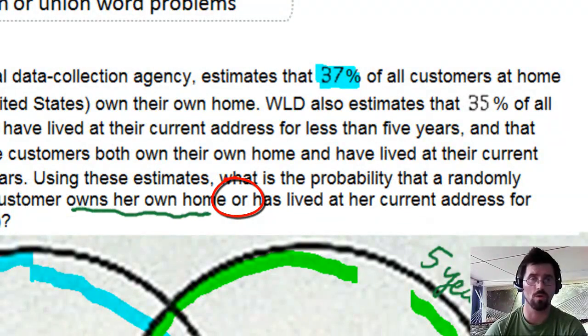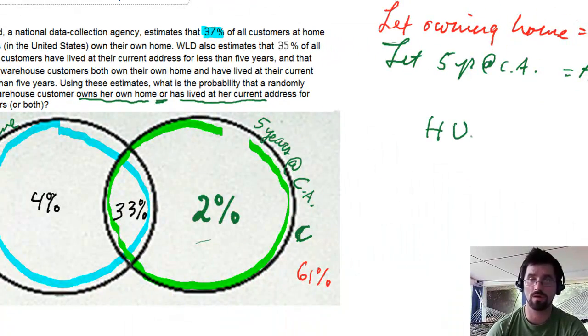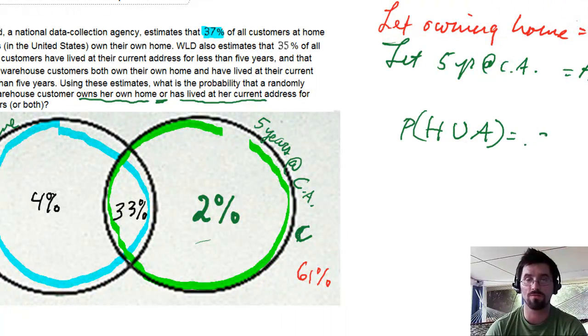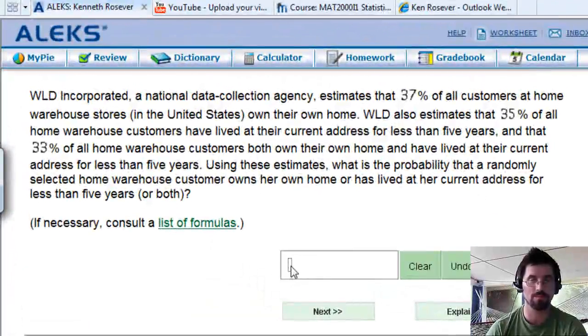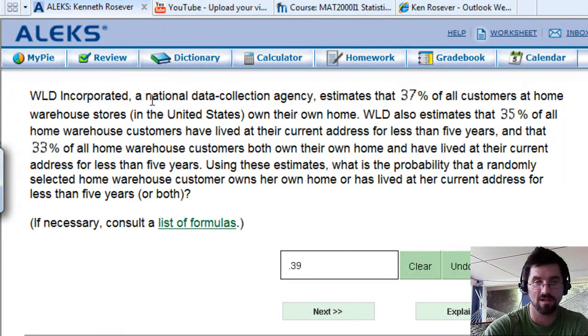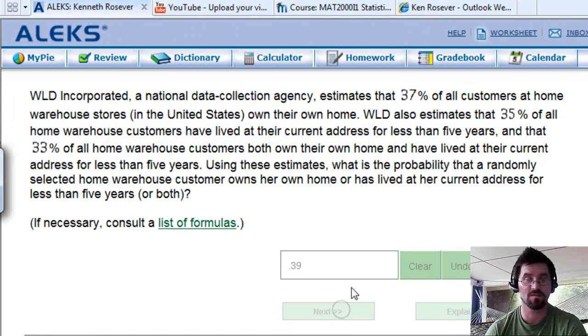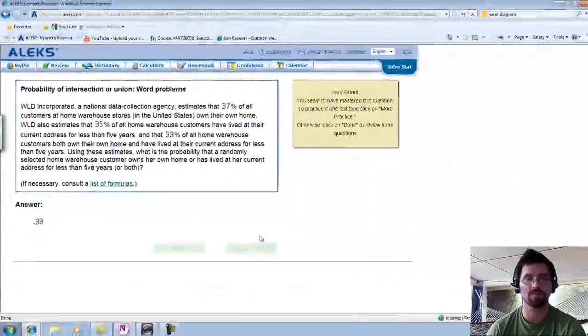They own their home or they live at their current address. So that's H or A. They're just looking for the union. What's the probability in the union? We add it up. It's 39. So the answer is P of that equals 0.39. And I can go back to Alex and I can type in 0.39. What is the probability? And we write it in as a decimal. And that's it. So you just have to discern what's what. All right, let's do more practice.